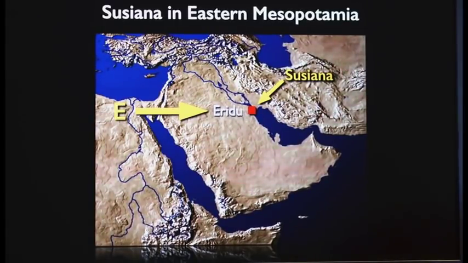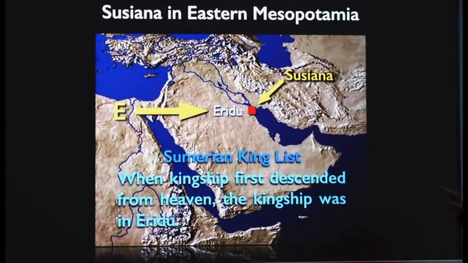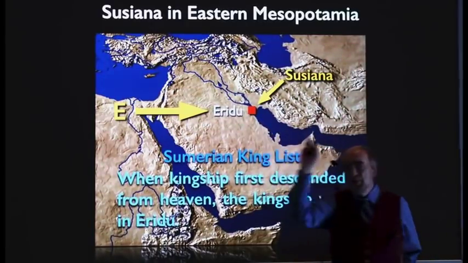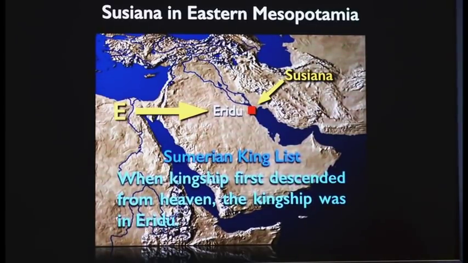Eridu is the oldest city in the world. In the Sumerian Kings list, it says, when kingship first descended from heaven, the kingship was in Eridu. So the Sumerians tell us that this is the first city on earth.